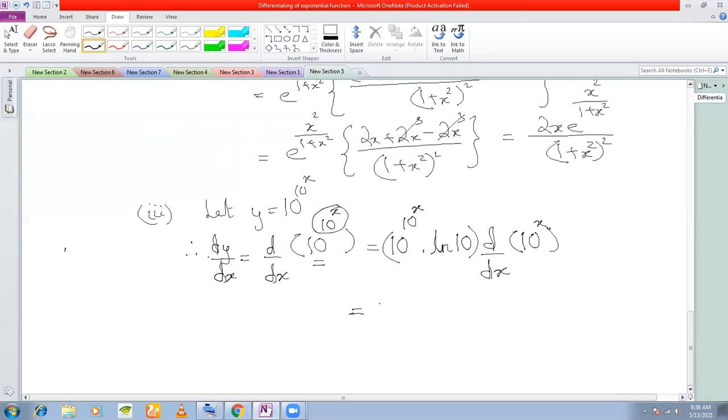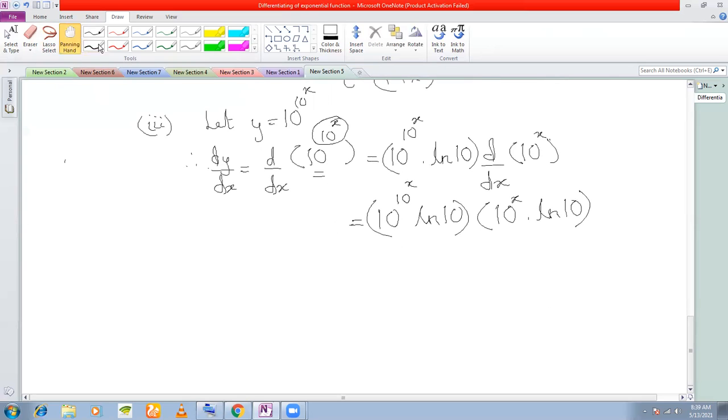So now what does this become? 10 to the power of 10 to the power of x ln 10, and this is your again a to the power of x form. What is the differentiation of a to the power of x? It is a to the power of x into ln 10, isn't it? Yes, sir. So now we have got our answer. So our answer is 10 to the power of 10 to the power of x into 10 to the power of x into ln 10 whole square.